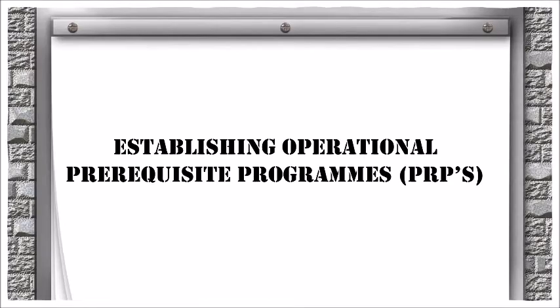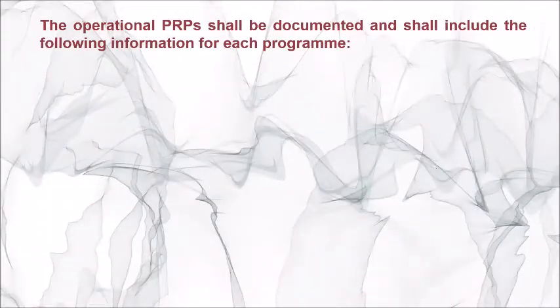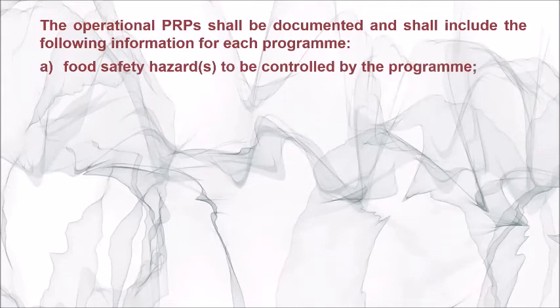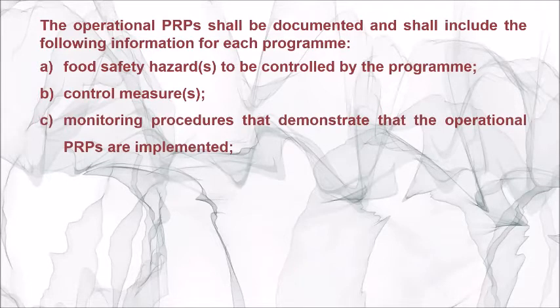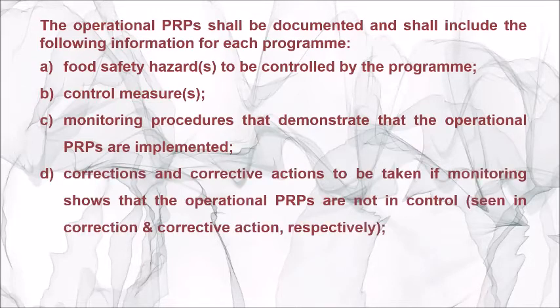Establishing operational prerequisite programs. The operational prerequisite programs shall be documented, and what these shall include: the food safety hazard that is going to be controlled by the program. So what kind of hazard is going to be controlled? What kind of control measures you're going to adopt to ensure that you're controlling the hazard? What kind of monitoring procedures that you're going to have, that will demonstrate whether your prerequisite program is implemented in the right way? Are you yielding the right kind of results that you are expecting from that particular process?